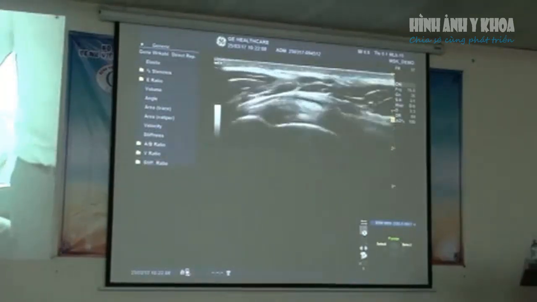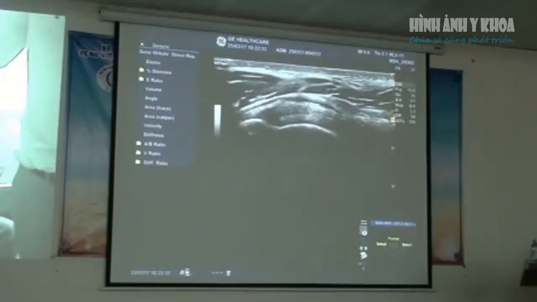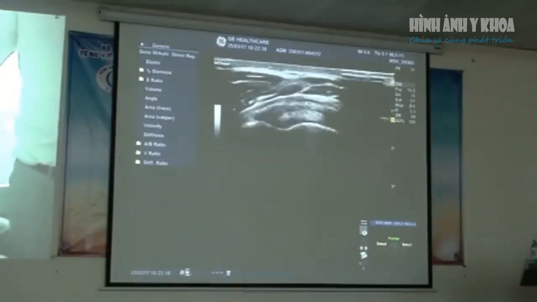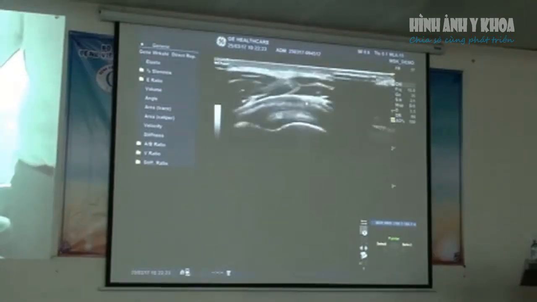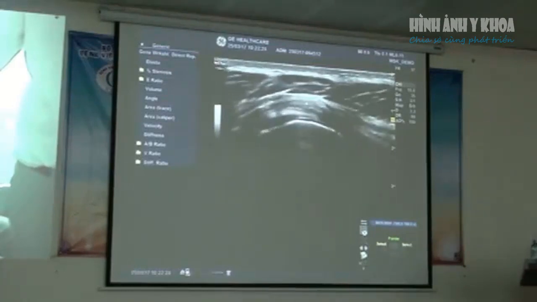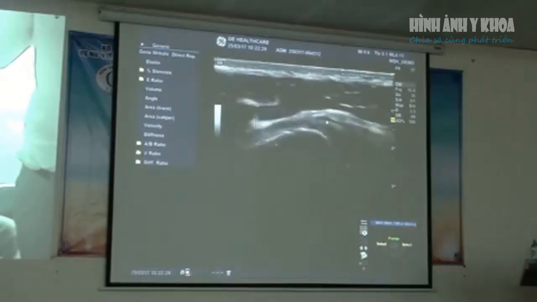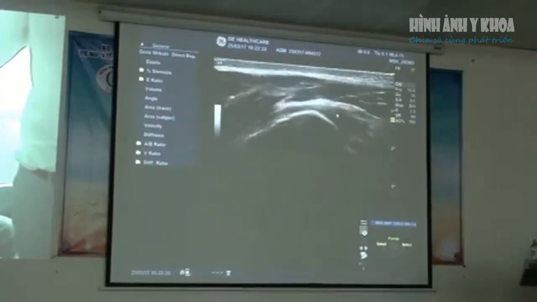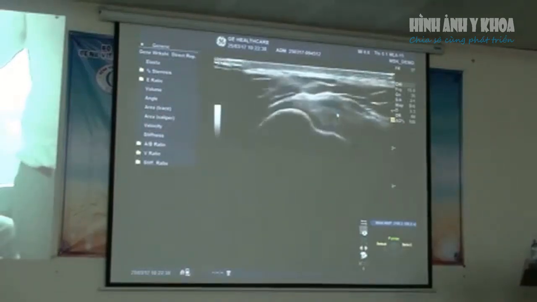Okay. And it's important. You can see in this patient, there's just a tiny bit of fluid in that bursa. It's important to actively get the patient to move their arm, because that recruits different muscles. Good. So you can see here that there's a little bit of fluid in that bursa.